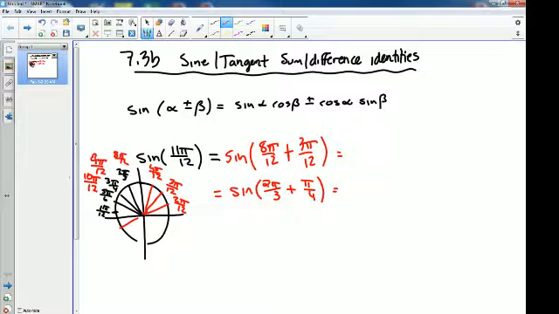So we need sine 2 pi over 3 cosine pi over 4 plus, no, cosine 2 pi over 3 sine pi over 4.